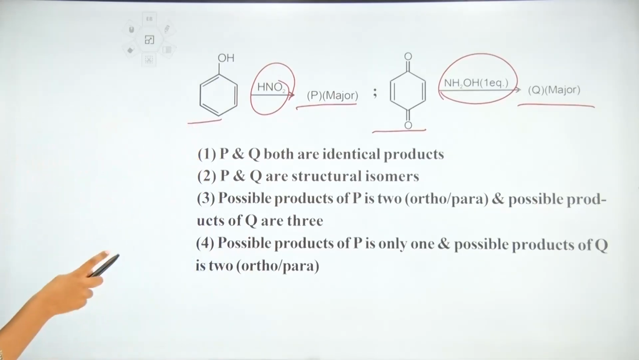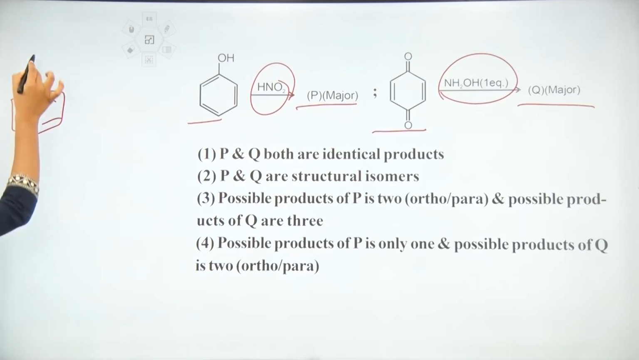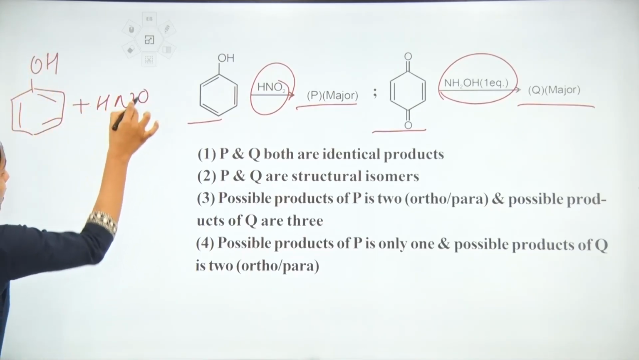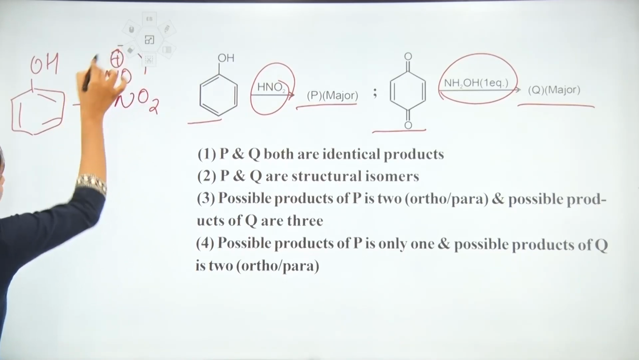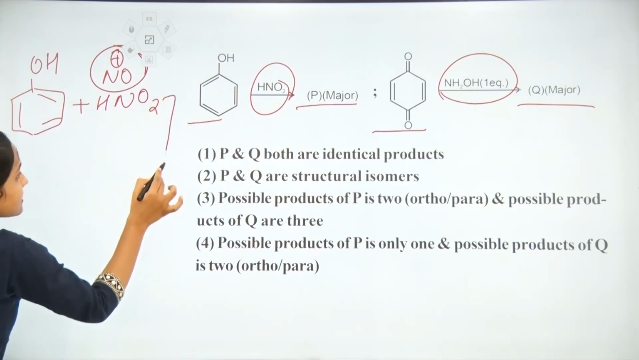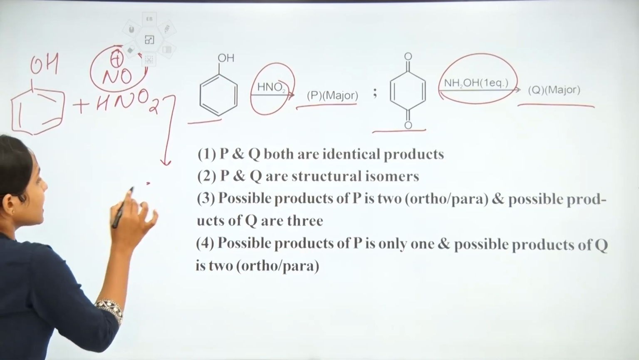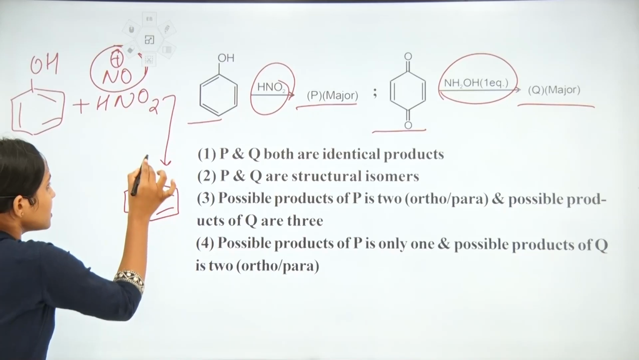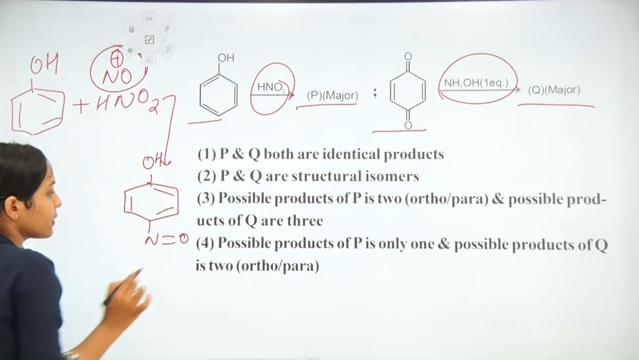So now what is the product P? Students, here we have phenol. When this phenol reacts with HNO2, it will give us the NO+ nitroso electrophile, right? So this reaction follows the electrophilic substitution reaction mechanism, and here we will obtain para-nitrosophenol as the major product of this reaction. This is para-nitrosophenol with a double bond to O, right?